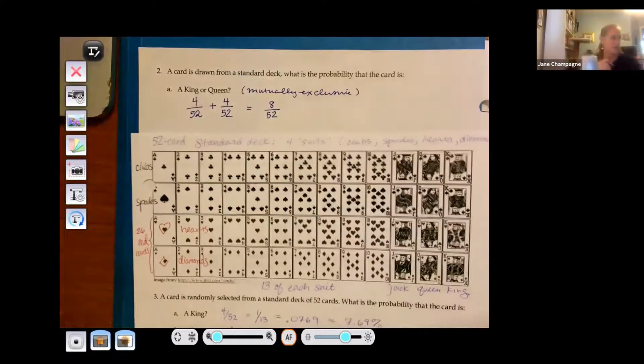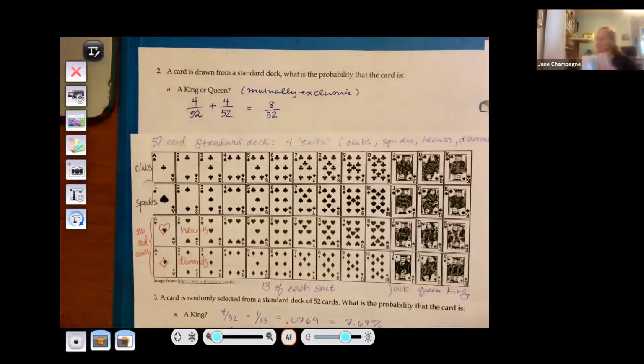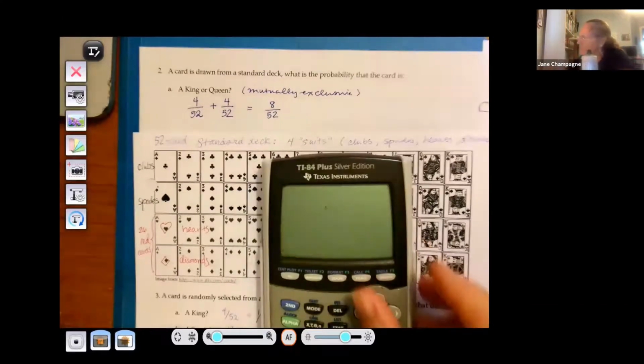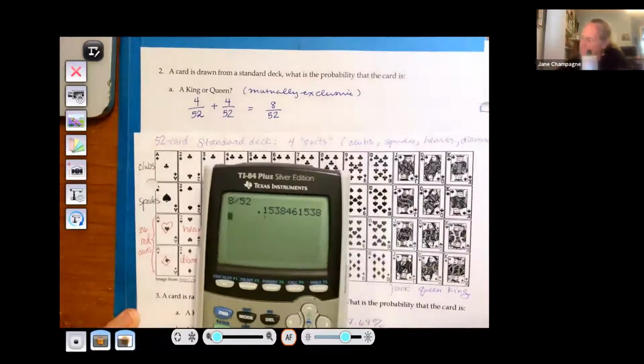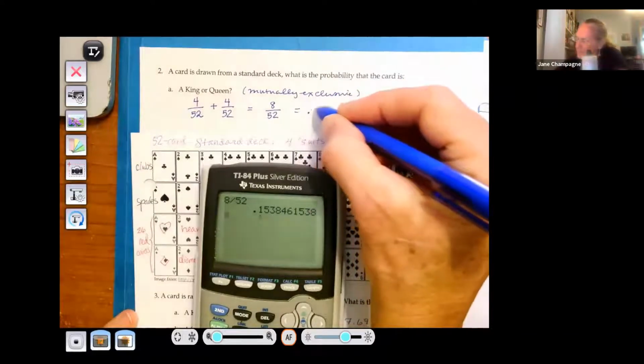And then you can reduce or get a decimal, or typically, decimal. That's how you did that the other time we did. 8 out of 52, 0.1538, or about 15%.